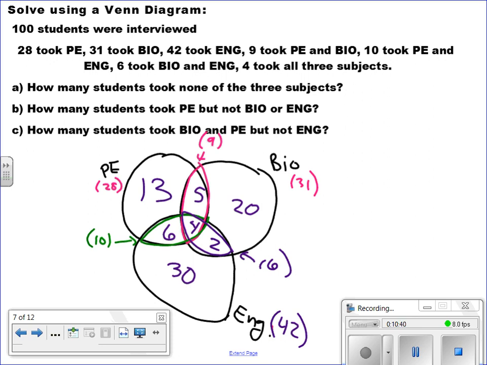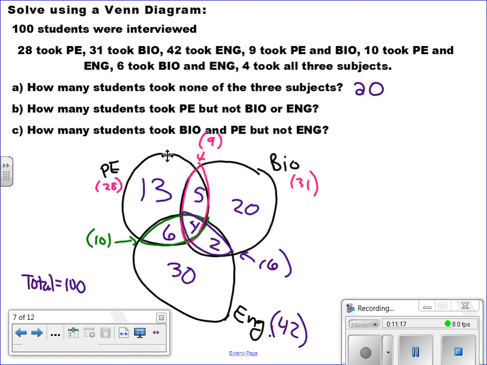Now this is just to answer a few questions. How many students took none of the 3 subjects? There's a number I haven't even written down, and that is that the total kids in this scenario is 100. What you would need to do is add up every single number in your Venn diagram and subtract from 100. Let's do that real quick. 13, 5, 20, 6, 4, 2, and 30. That gives me 80. So if 80 people are in the Venn diagram, that means 20 are not in the Venn diagram. So 20 did not take any subject.